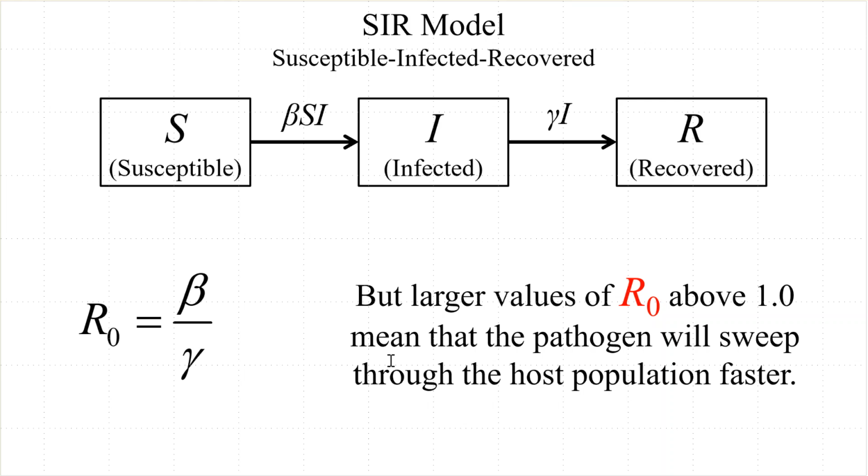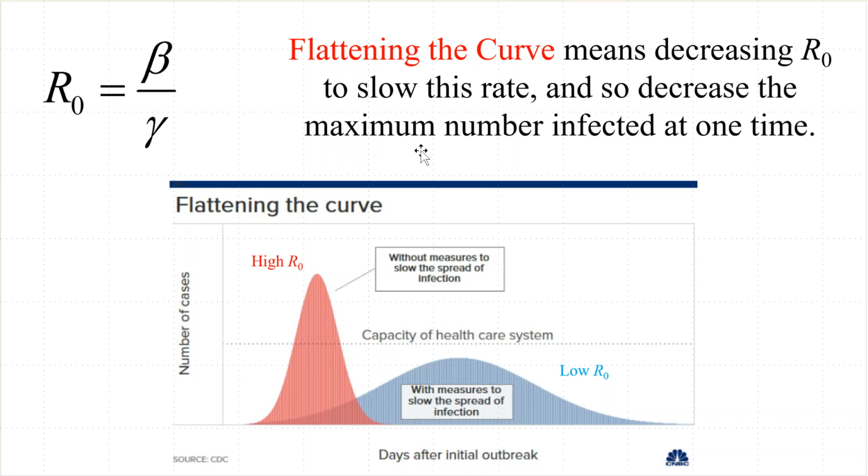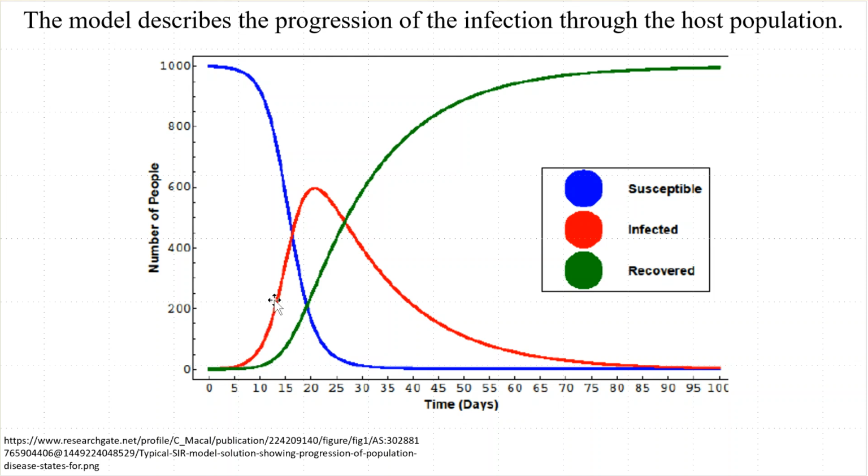Now, as I said, R naught is important if it's above 1, and the magnitude of it being above 1 is also really important, because R naught is basically a measure of how fast the pathogen sweeps through the host population. I'm sure you've heard a lot about flattening the curve over the last month or so. That has to do directly with R naught. So when R naught is a very large number, this increase in infected individuals occurs very rapidly and dies off really quickly.